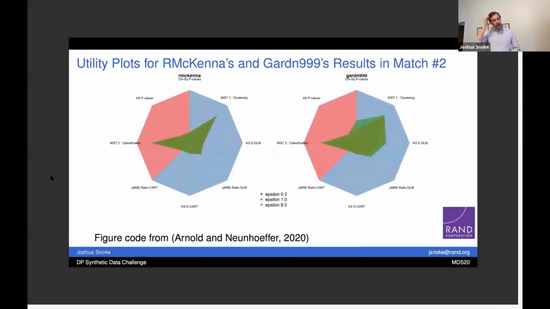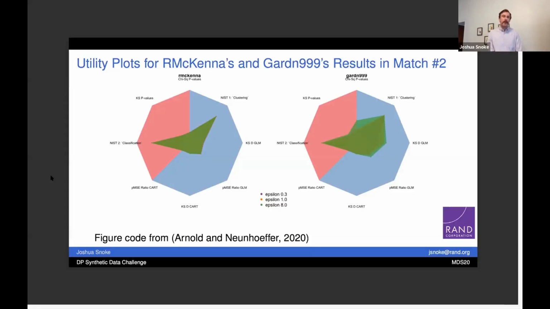So the other thing I wanted to show you is these utility plots that we included in the paper, because I think this is a really nice way to visualize the information. And so I just wanted to give you a couple of examples. We borrowed this idea from another paper that recently came out, which I would encourage you to look at, which also talks about ways to assess utility for differentially private synthetic data.